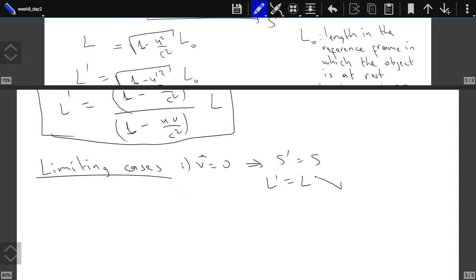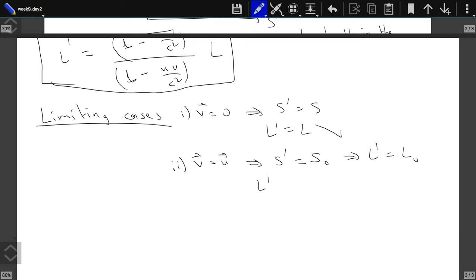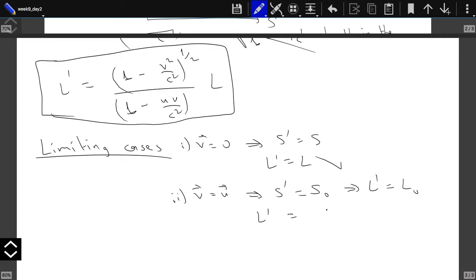Second limiting case, V is equal to U. So in this reference frame, S prime is just S0. So L prime is equal to L0. If you look at our expression, L prime becomes 1 over square root of 1 minus V squared over C squared times L, which is L0. Check.